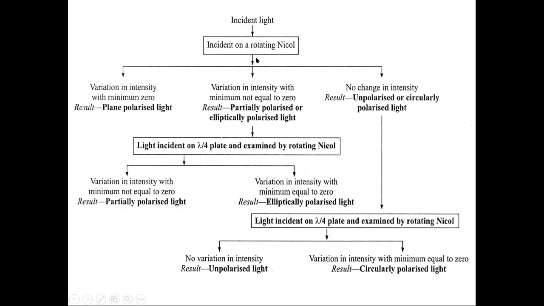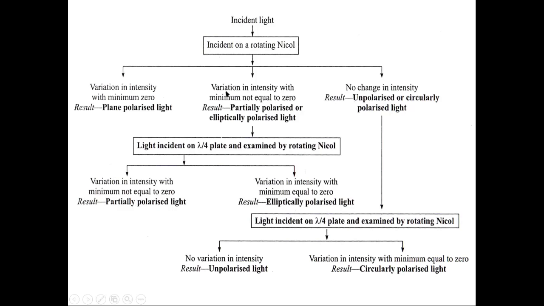And it is also possible that the variation in intensity is shown, but the minimum is not equal to 0. It is possible if incident light is either elliptically polarized or partially polarized. Third case is possible when there is no change in intensity, and in this case there is a possibility of incident light to be unpolarized or to be circularly polarized.